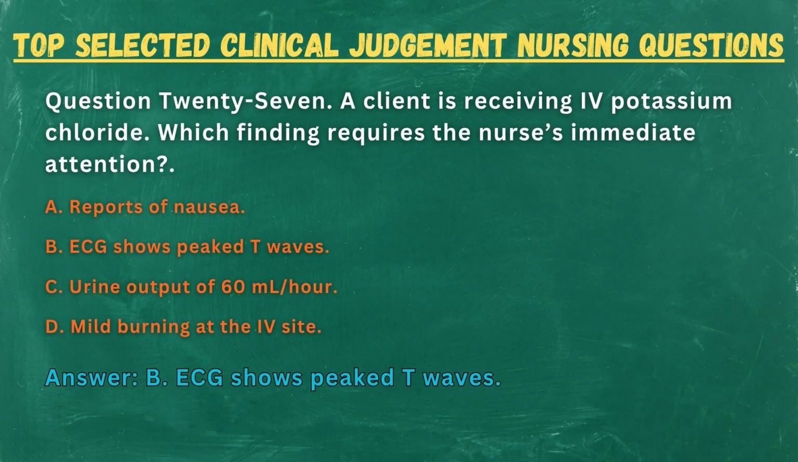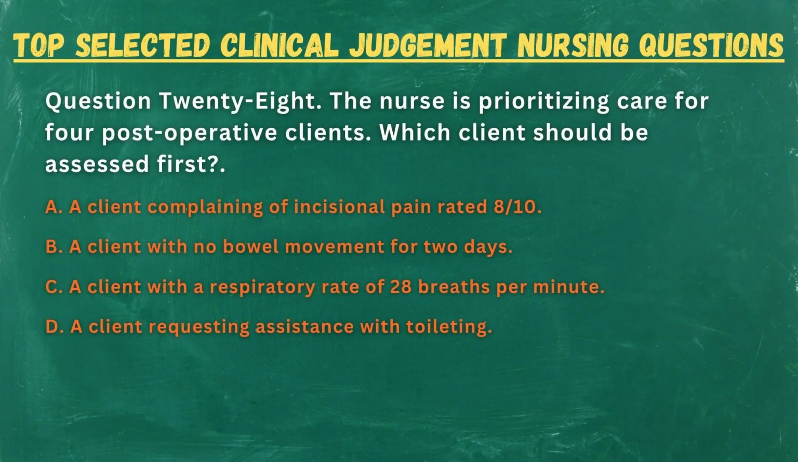Answer: B. ECG shows peak T waves. Question 28. The nurse is prioritizing care for 4 post-operative clients. Which client should be assessed first?